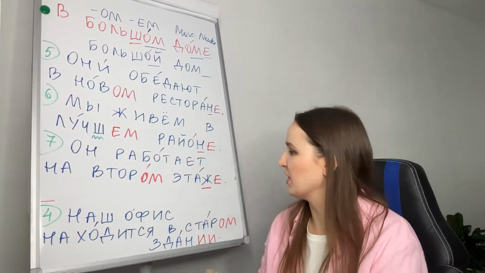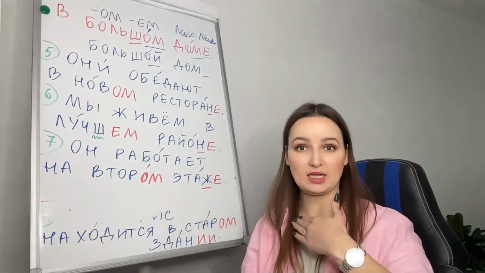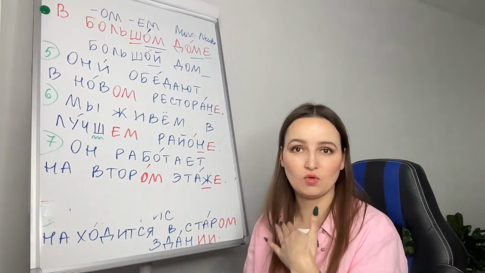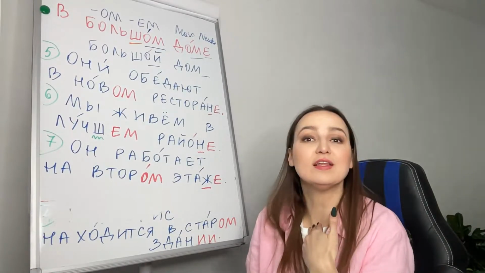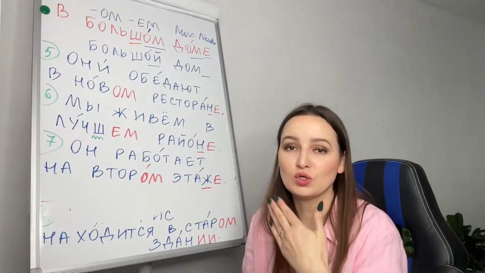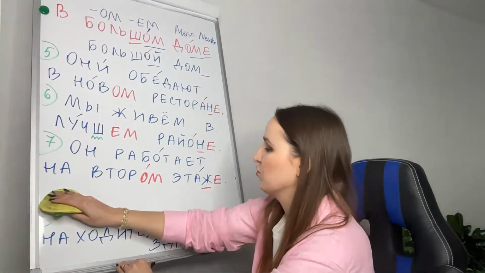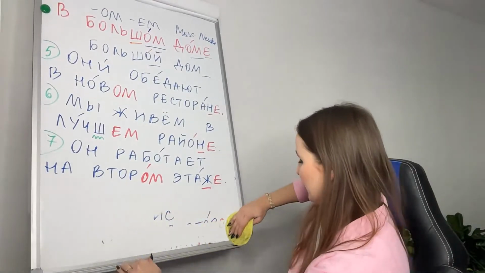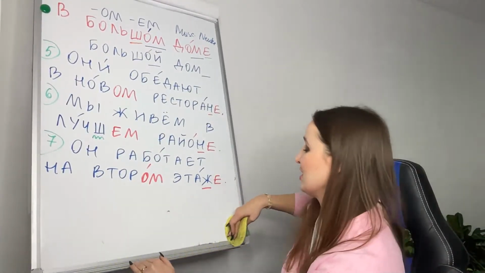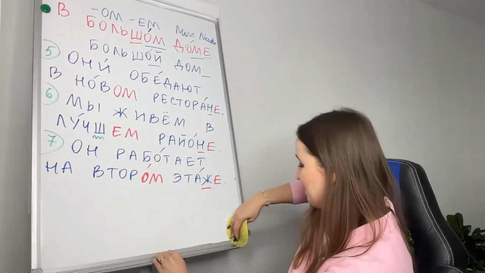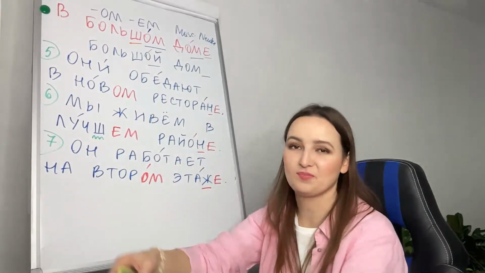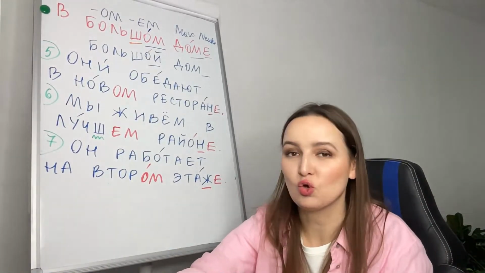Да? На втором этаже. Например, if I live on the second floor, I can say, я живу на втором этаже. I will use prepositional case to say that. Я живу на втором этаже. Or на первом этаже, на третьем этаже, and so on. Хорошо, идем дальше. Номер 8.